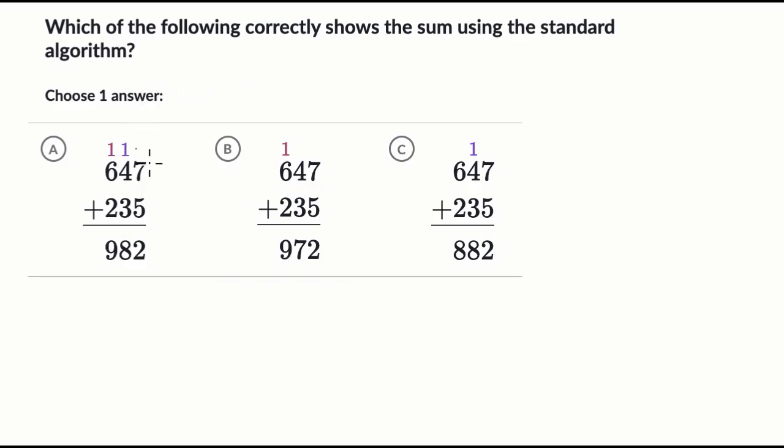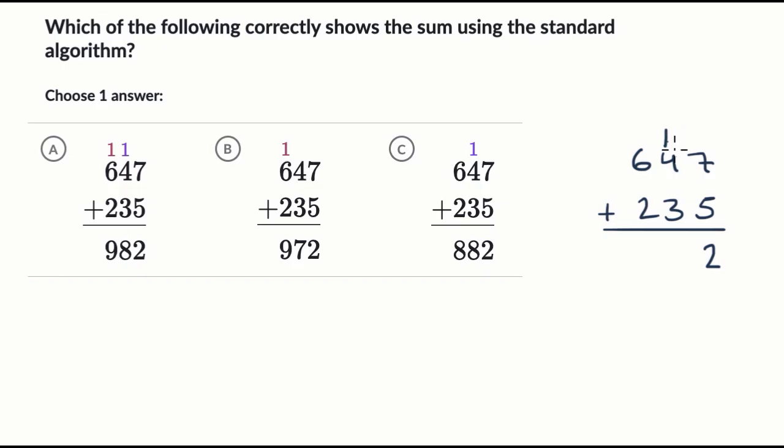All right. What I always like to do when I'm trying to analyze someone else's work is just try to do it myself. So if I have 647 plus 235, and when we say standard algorithm, that's just a fancy way of saying just the standard way that people normally add three-digit numbers like this. So for example, we can start here in the ones place, and we have 7 ones plus 5 ones is 12. Well, 12, we can write that as 2 ones and then regroup 10 of those ones right over here.